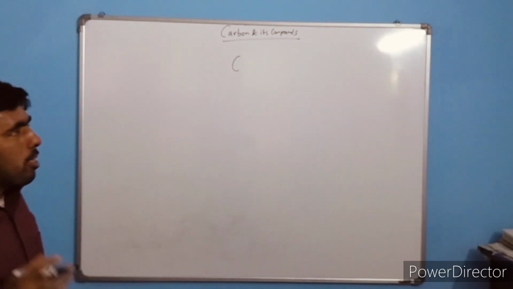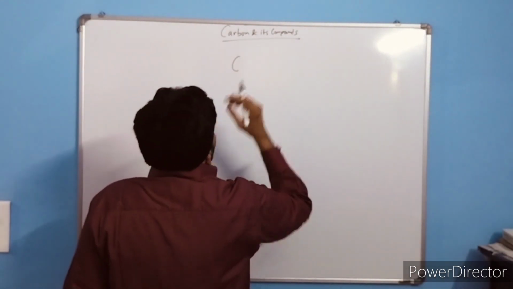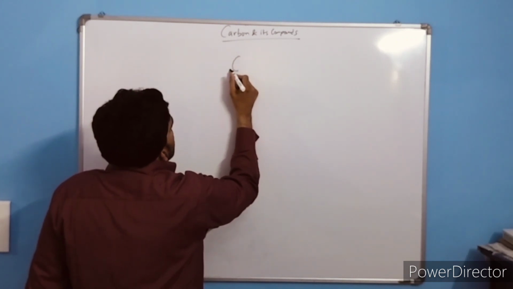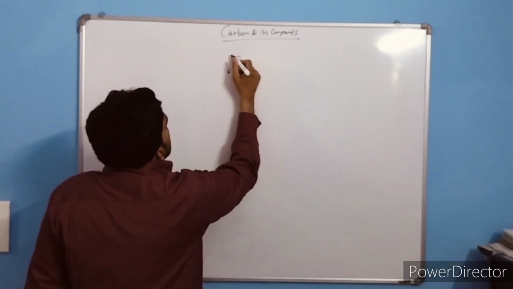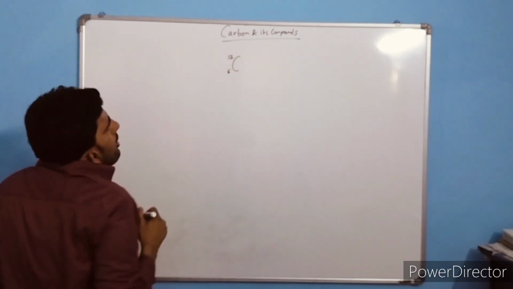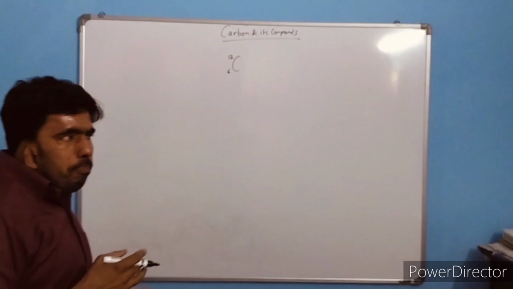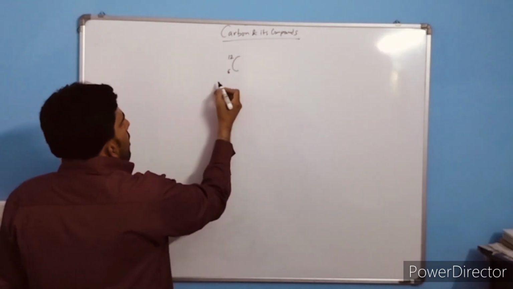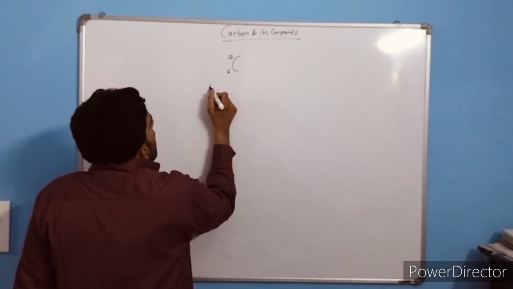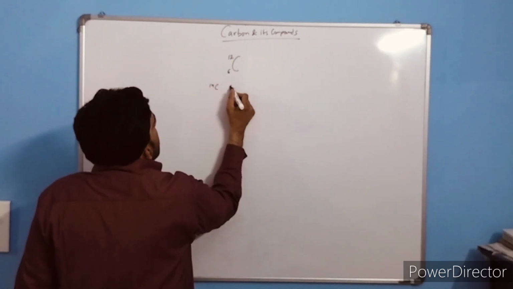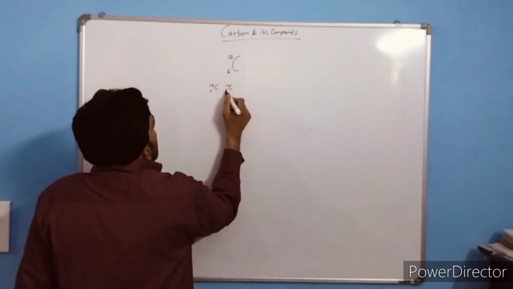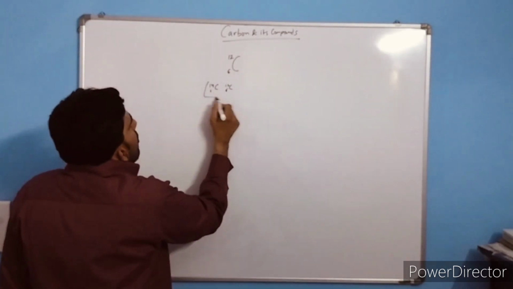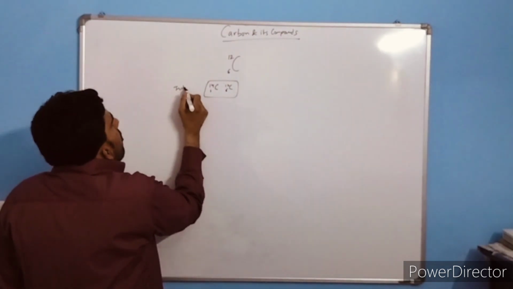First thing is carbon. Symbol is C. Now its atomic number is 6. Atomic mass is 12. If I consider isotopes, which I think we have studied earlier, carbon has C14 and C12. Same atomic number and different mass number is known as isotopes. So these two are the isotopes.